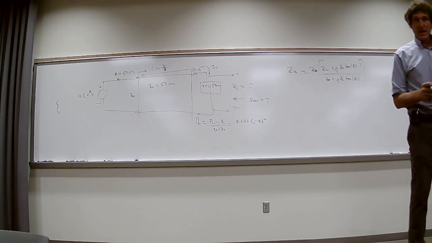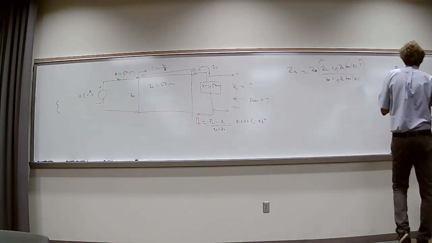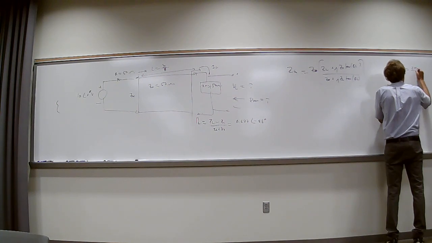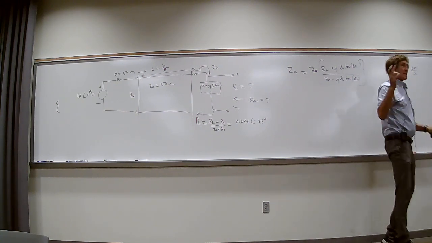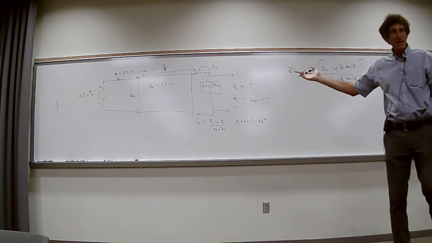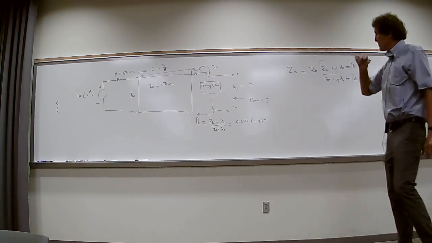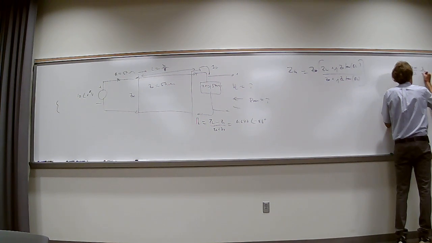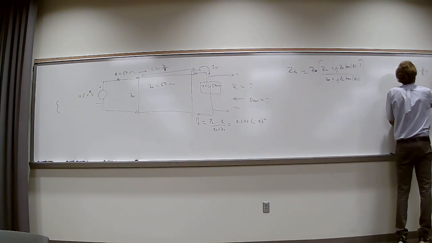Do y'all hear me? So beta L, where beta is 2 pi over lambda. What's the length of the line, class? Can you see it? Lambda over 8. You'll notice the lambdas cancel. That's why you don't need a frequency. So you have 2 pi over 8, or pi over 4.